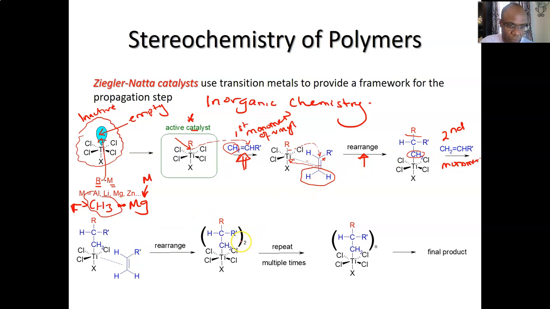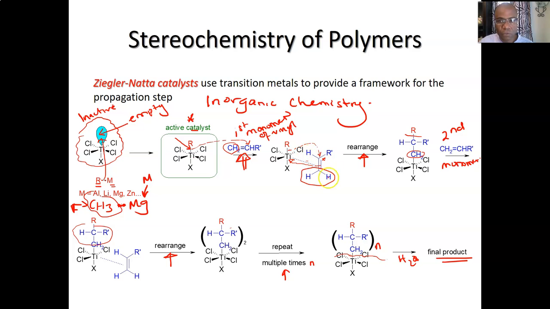Then you'll have two of these structures on top of the titanium once the similar rearrangement occurs, two of them, and you can repeat so many times, let's say n times, then you have multiple monomers added onto the titanium. And then usually we cleave off the titanium by water. You just hydrolyze with water, you get your final product.